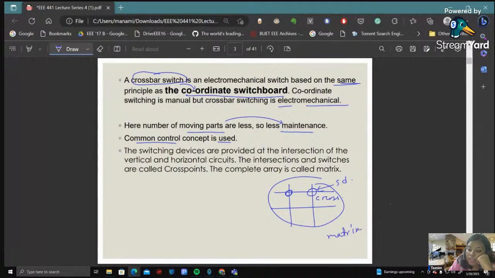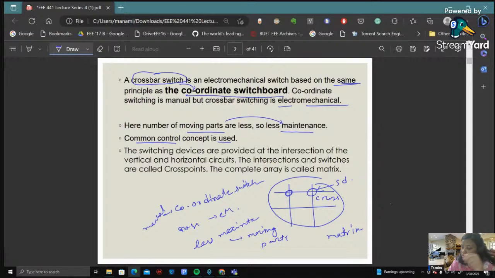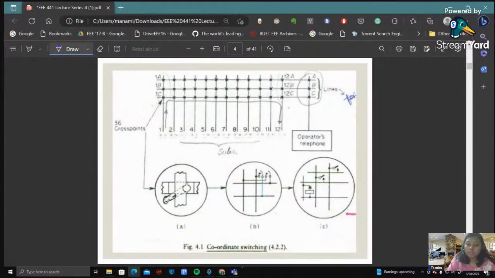So the summary is it follows the coordinate switchboard concept. Though that one is manual, the crossbar switchboard is electromechanical. In the previous slide we mentioned the less maintenance part: since the moving parts are fewer in crossbar switches, it follows this requirement. So this is the coordinate switching for figure 4.1.